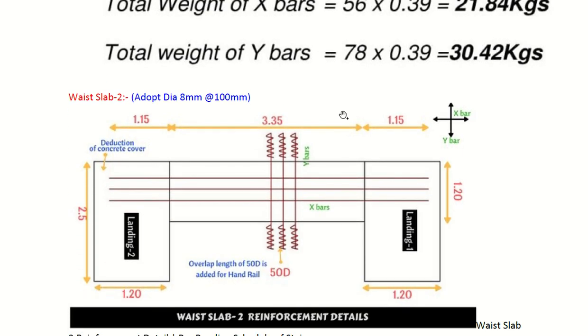Okay. Then we don't have, this is for the first waist slab. From ground to the middle, then from middle to the top. Okay, the second waist slab. And why are we doing it differently?